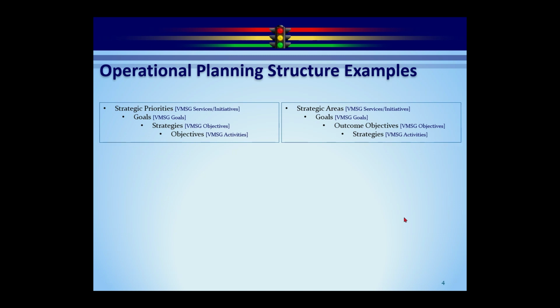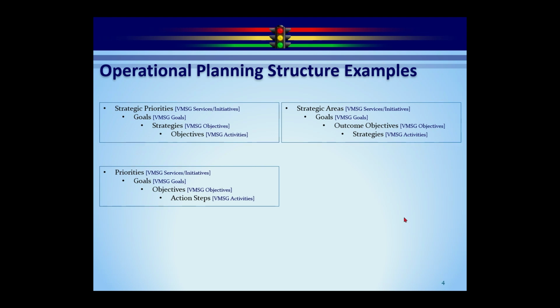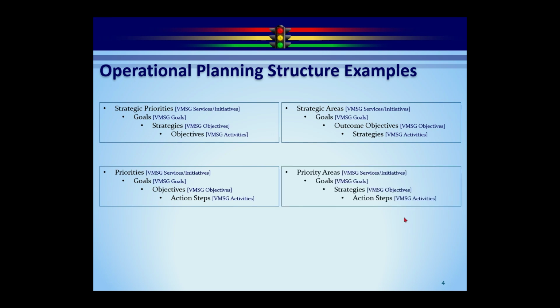Strategic areas is another real good definition of the services or initiatives. Then goals. The term outcome objectives, I like that. What is the outcome we're trying to accomplish? What's the objective? And then again, maybe strategies is pretty good down here. Strategies to get to the objective. Priorities at the top, goals, objectives, and action steps. That's a real good nomenclature. Priorities is another good term for the services or initiatives. Action steps is the most common term we see for activities other than activities themselves. Priority areas is another good definition up there. Goals, again, strategies, I think is in the wrong place, and then action steps.